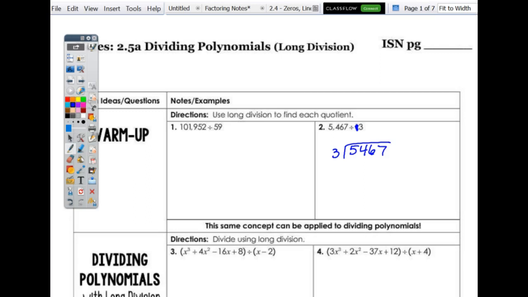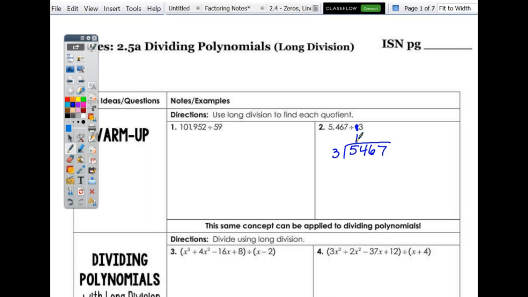I want you to remember when we learned how to divide. And y'all learned how to divide in like 3rd grade. So when we divide, what do I do to start? I start with the 5. So 5 divided by 3, right? And how many times? 1. So I put that right there.